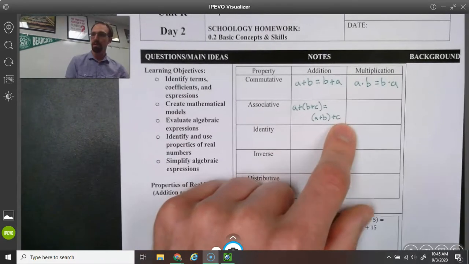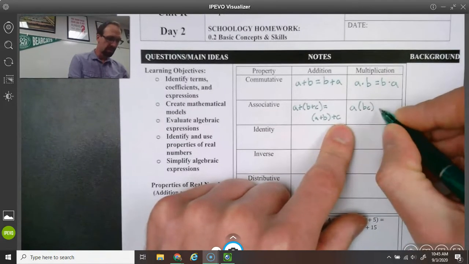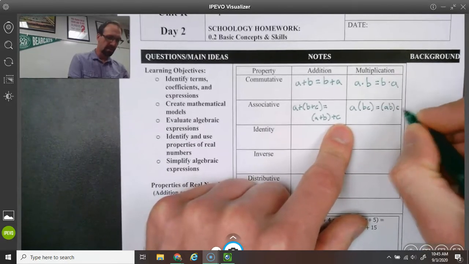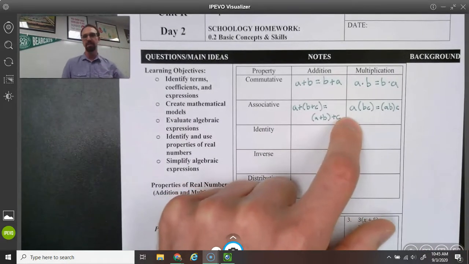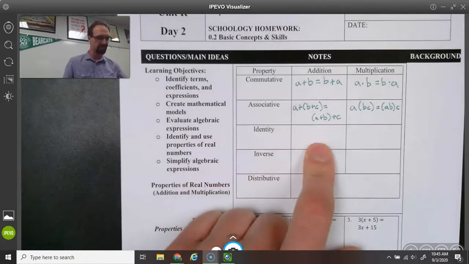And then with multiplication, same idea. A times BC equals A times B, and then times C. So if you take B times C first, and then multiply by A, that's the same as A times B, and then multiply by C.